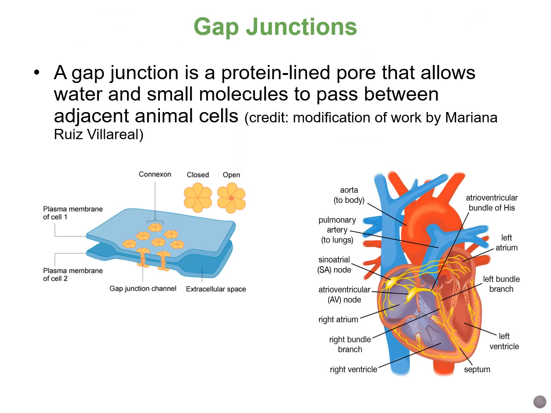So where do we find gap junctions in animal cells? One great example is in our heart muscle. In the future, you might learn more details about the heart, but there are actually 4 chambers in human hearts. We have 2 atria and 2 ventricles. When our heart contracts, both atria have to contract at the same time, and then both ventricles have to contract at the same time.